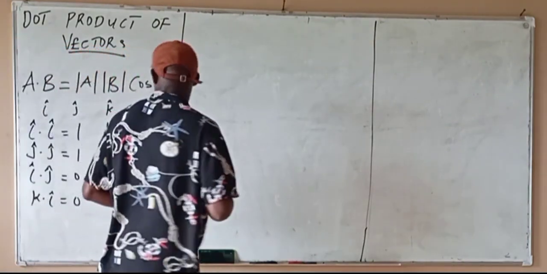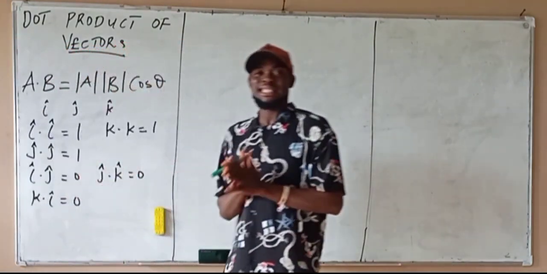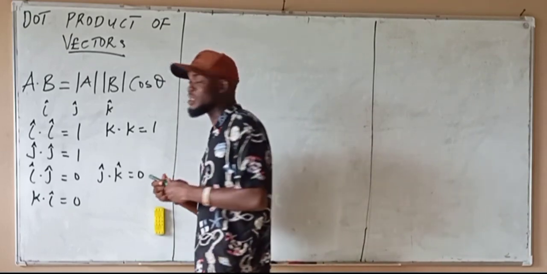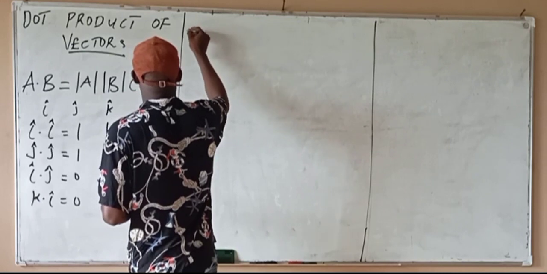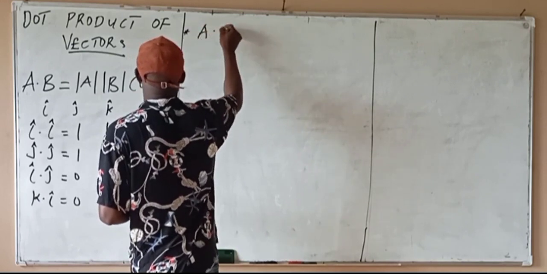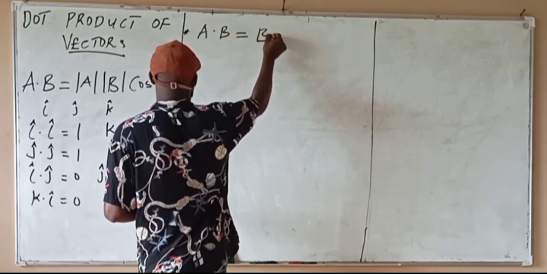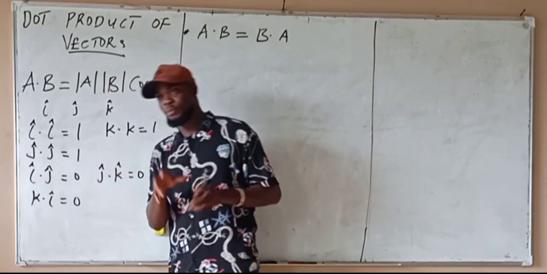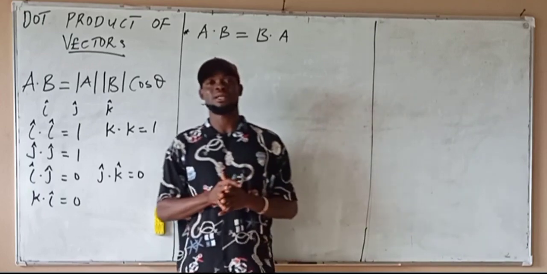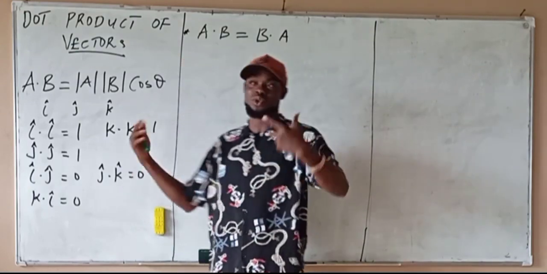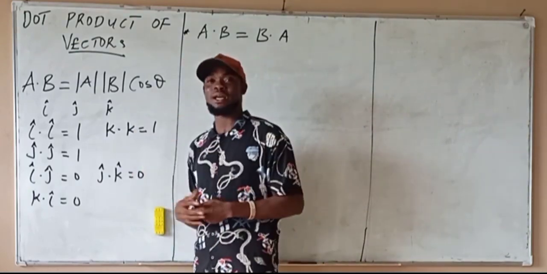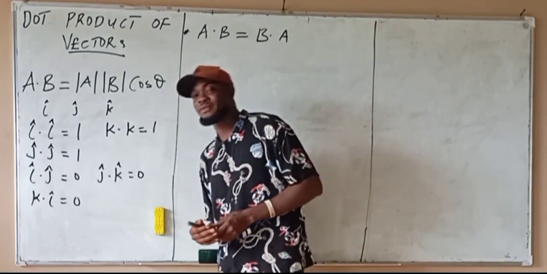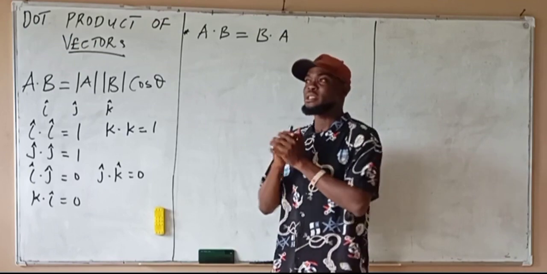Then the scalar product is commutative. That is, A dot B is the same thing as B dot A. Take note of that. It's very important. We have other properties, but now, because of time, let's look at applications of the scalar product.